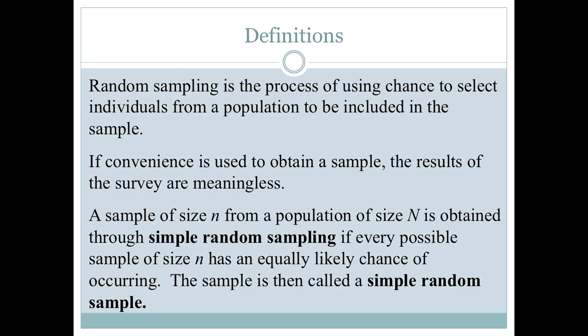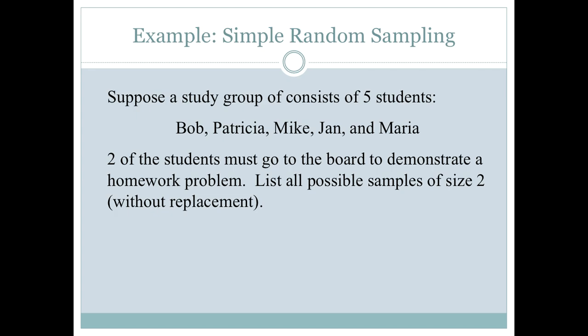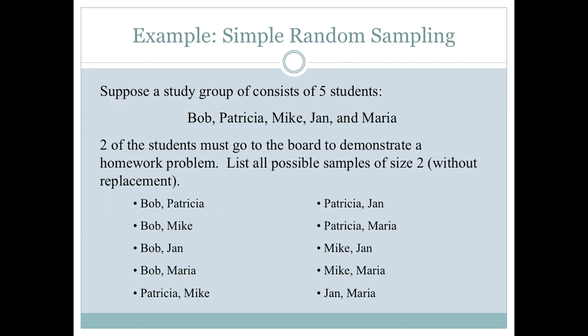Now, a sample size of n, this is little n, okay, little n is always going to represent sample size. Big N represents population size. A sample is obtained through simple random sampling if every possible sample of size n has an equally likely chance of occurring. That's called a simple random sample. So let's suppose that we have a study group of 5 students, Bob, Patricia, Mike, Jan, and Maria, and 2 of the students have to go to the board to demonstrate some homework problem. What we would do is list all possible samples of size 2 without replacement, and we would come up with these 10 options: Bob and Patricia, Bob and Mike, Bob and Jan, and so on.